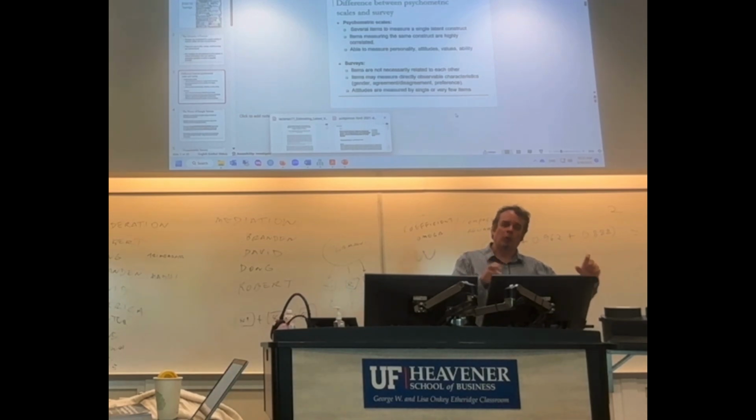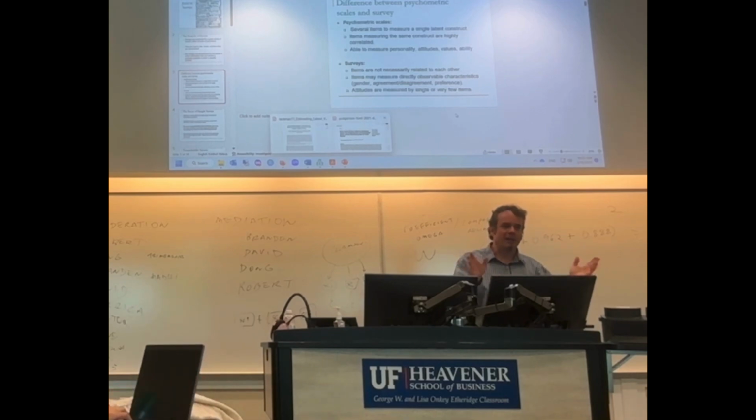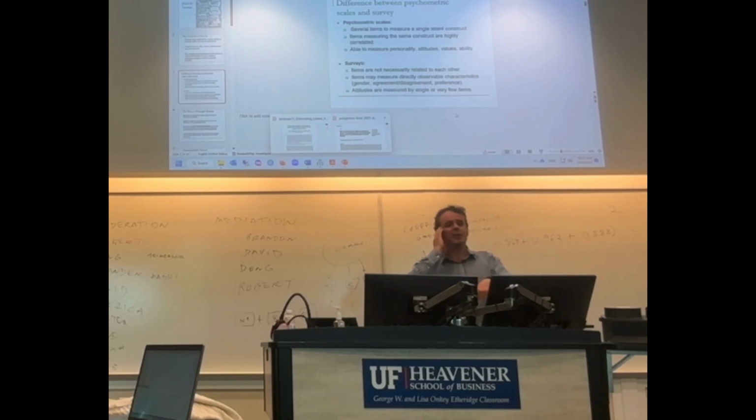You can put a scale in the same bag of questions as a survey. A survey only measures observable things, right? If you put them in the same bag and administer them together, it doesn't make a scale a survey. It's still a scale. You just administer it together. So let me show you. There are other tools than surveys.